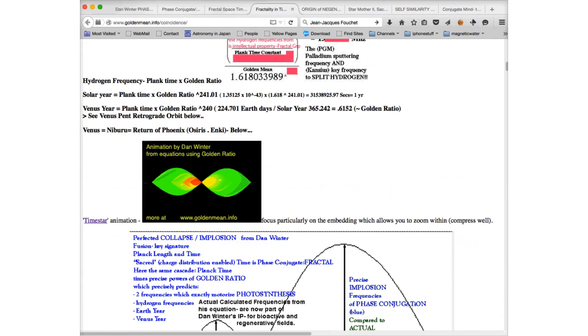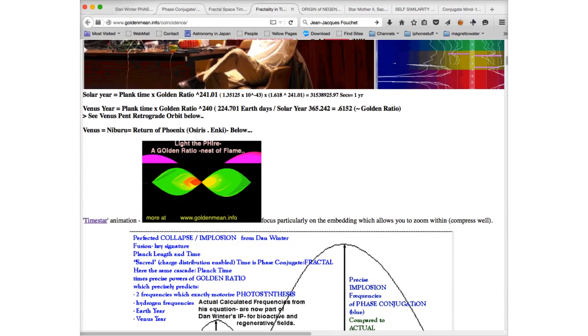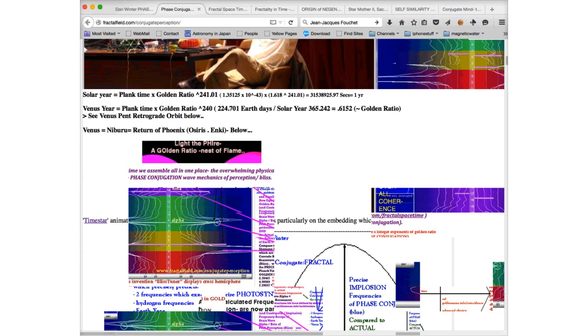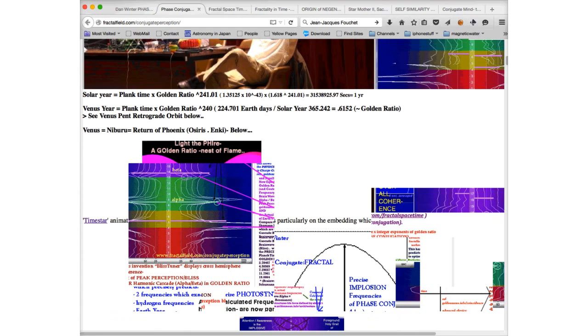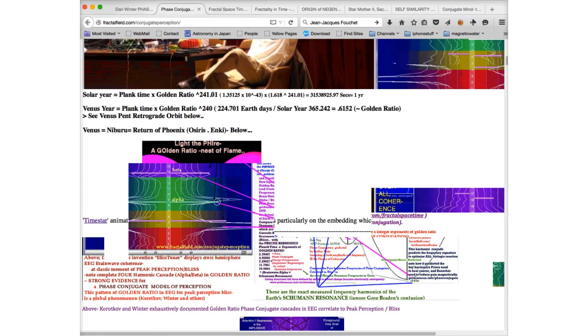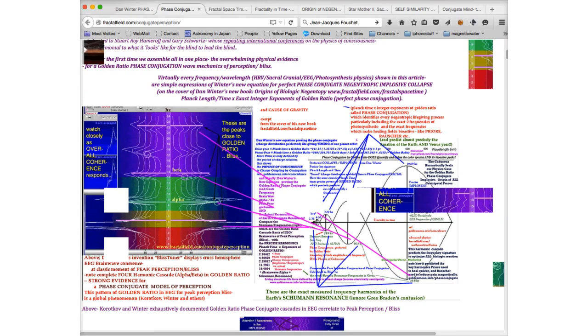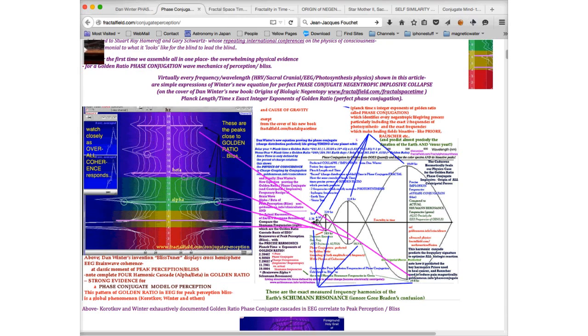We're going to start with brain waves. And we're going to an article called fractalfield.com/conjugate perception. So we were in this article, fractalfield.com/conjugate gravity, saying phase conjugation is the cause of the centripetal force called gravity, and in my view, electronegativity in general.